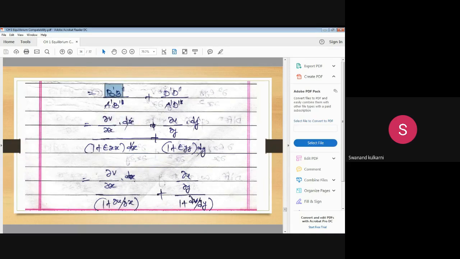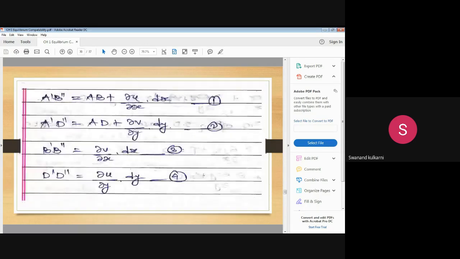Is it okay? Similarly, what is d'd''? For that purpose, once again we will follow equation number 4, d'd''. For that, this particular equation number 4 we are going to refer. So d'd'' is ∂u/∂y into dy. That's equation number 4, and this equation we are going to refer here.